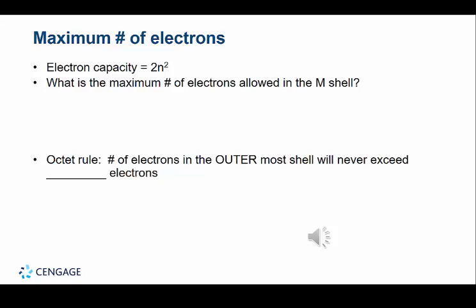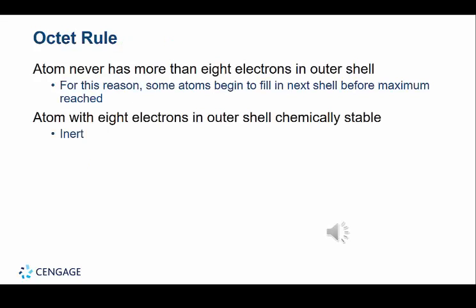The octet rule is the number of electrons in the outermost shell will never exceed 8 electrons. The atom never has more than 8 electrons in the outer shell. For this reason, some atoms begin to fill in the next shell before the maximum is reached. An atom with 8 electrons in the outer shell is considered chemically stable or inert.